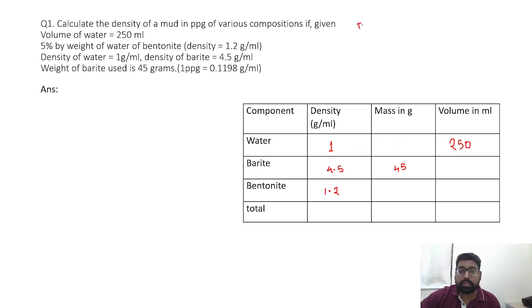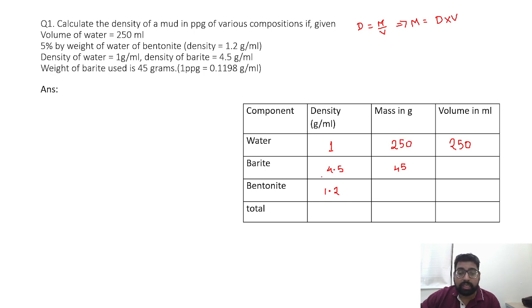So basically you have density equal to mass upon volume. So if you rearrange this formula, what we get is mass is equal to density into volume. To get the mass of water, we will multiply the density of water and the volume of water. So that is 1 into 250, which will give me 250 grams.